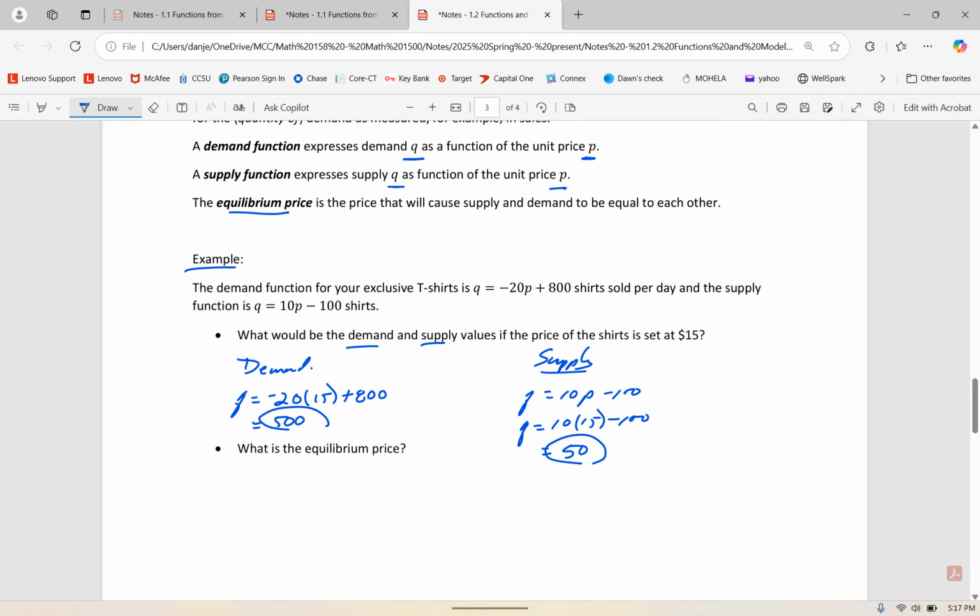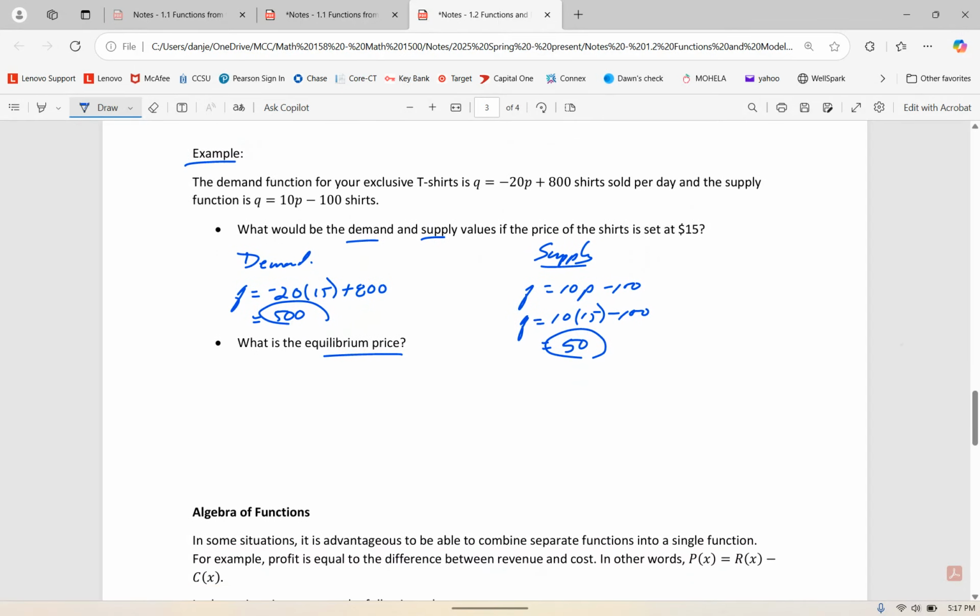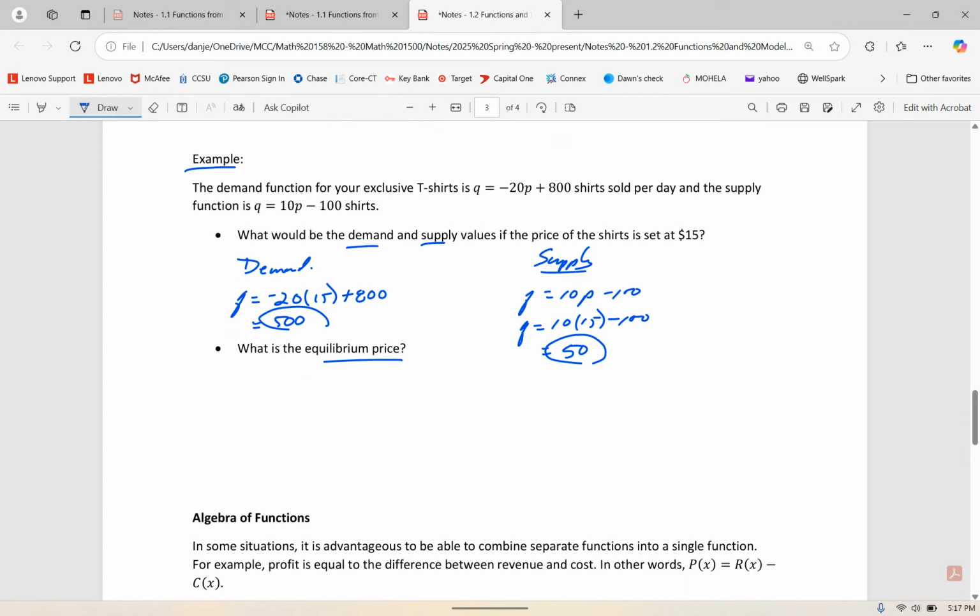So my question is then, what would be my equilibrium price? What price do I need to set my t-shirts at so that my demand function of negative 20p plus 800 would equal my supply function of 10p minus 100?